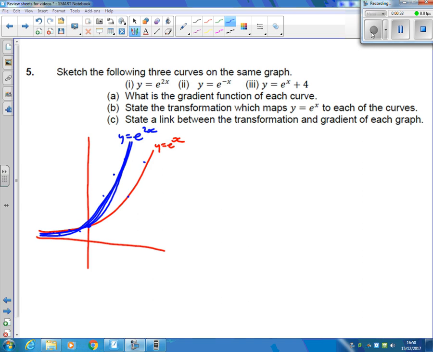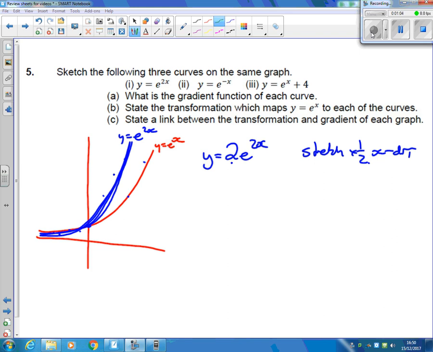Well, it's going up twice as quick, and so that is y' is 2e to the 2x, because it was going up twice as quick. The transformation for that one there was a stretch times by a half in the x direction, and state a link between the transformation and the gradient of each graph. So because we stretched times by half, the gradient got 2 times bigger.